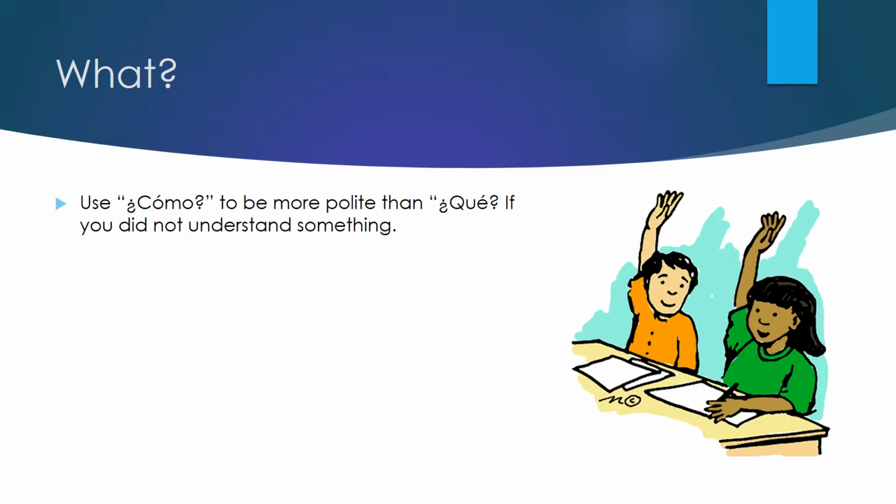Something else important. Many of you probably already know the word qué, which means what in Spanish. However, if you didn't hear someone correctly or you don't understand and you want to say what, it's much more polite to use the word cómo. So if you want to have someone repeat it or explain it more, it's much more polite to say cómo. They would understand you if you said qué, but if you want to speak a little bit more formally and more politely, you would say cómo.